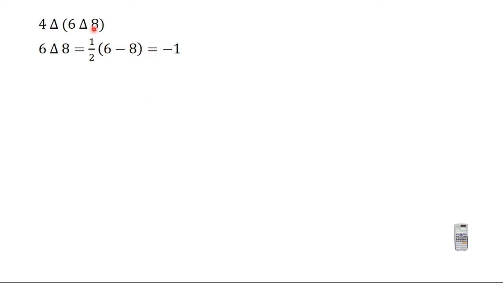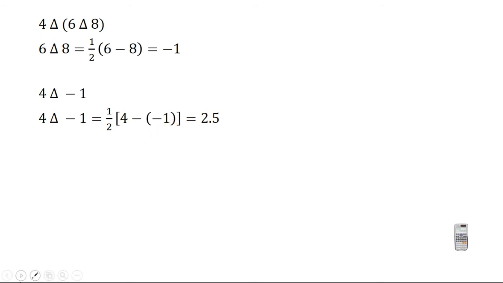Now we replace what we have in the bracket with negative 1. So we are going to get 4 delta negative 1, because 6 delta 8 is now negative 1. Then you do the computation with this. So 4 delta negative 1 will give us 1 over 2 into bracket 4 minus 1. Because we are having minus in the bracket, that's why I brought the first one as square brackets. Then the normal bracket will be inside the square bracket.